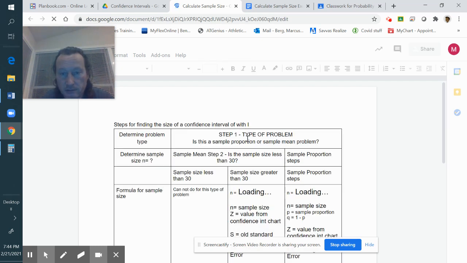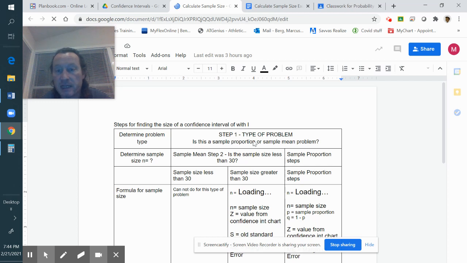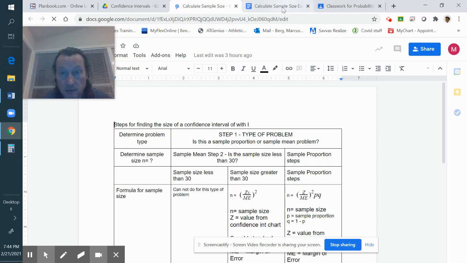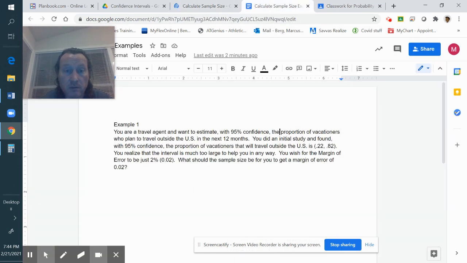All right. Step one, what's the type of problem? If you looked at the other three examples on confidence intervals, you'll notice that this is the same step. Is it proportion or sample mean? So let me look at my example. Your travel agent would estimate 95% confidence of the proportion of vacationers. Notice the proportion of vacationers. So I see proportion. I notice that 2% is a proportion. It's not an average. 0.02 is a proportion. So step one: the type of problem is a proportion problem.